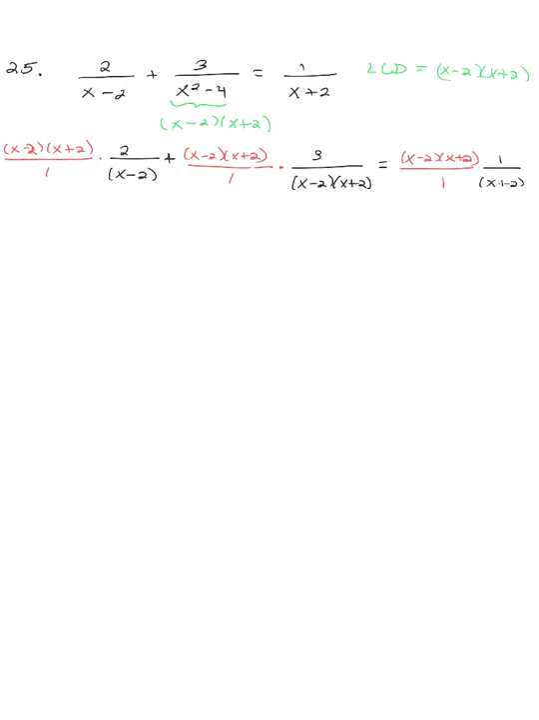Now the fun part is going through and canceling all of the common factors. The x minus 2's cancel. The x minus 2 and the x plus 2 cancel. And over here it's the x plus 2's that cancel. To write down everything that remains, we have 2 times x plus 2 plus 3 is equal to 1 times x minus 2, so I'll just put x minus 2.